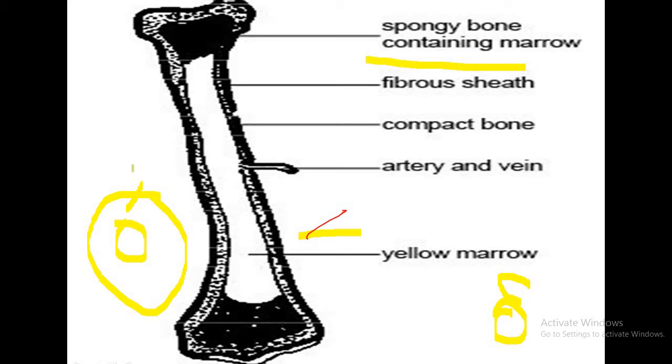Matrix is the fluid connective tissue. Part of the intercellular spaces is filled with a fluid that is known as matrix, and here the matrix will have the collagen fibers and the mineral salts. The external surface of the bone is covered by a membrane, and this membrane is known as periosteum.